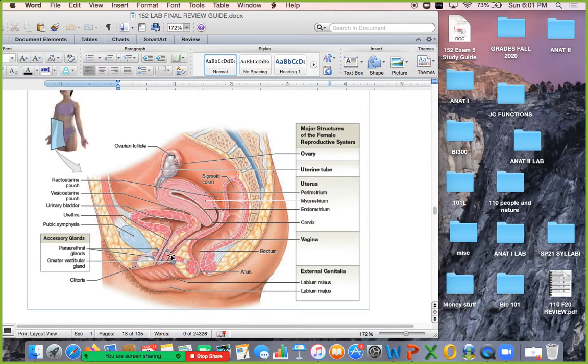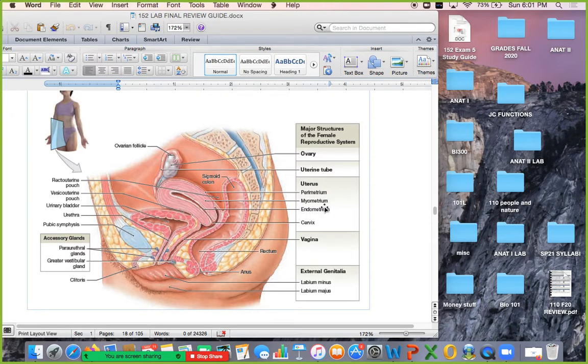And then this here is the vagina. So again, urinary bladder, urethra. And then here is the uterus. Here's the cervix. We have the internal and external cervical os. Then we have the vagina, and then the vagina has an external vaginal opening for the external orifice.